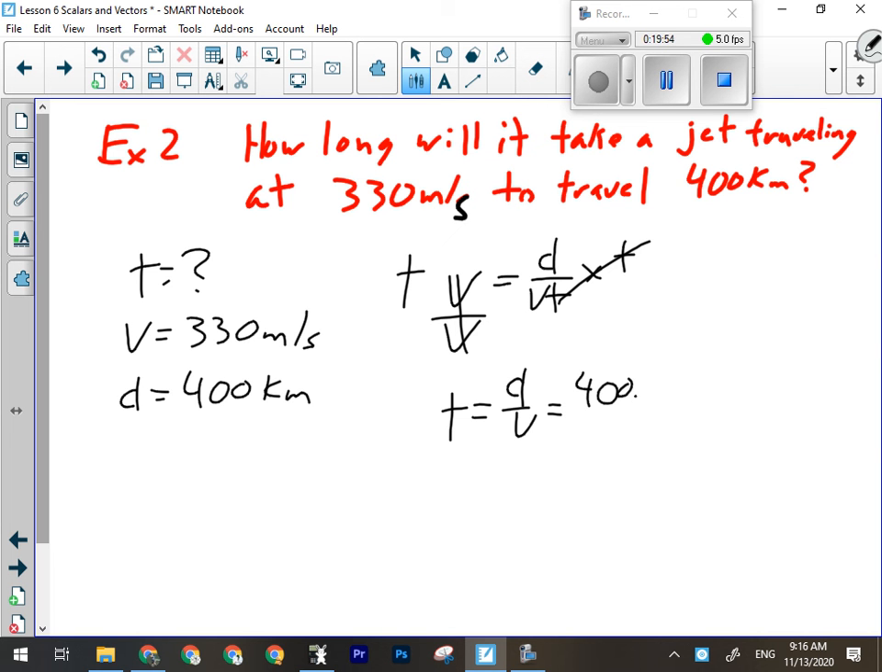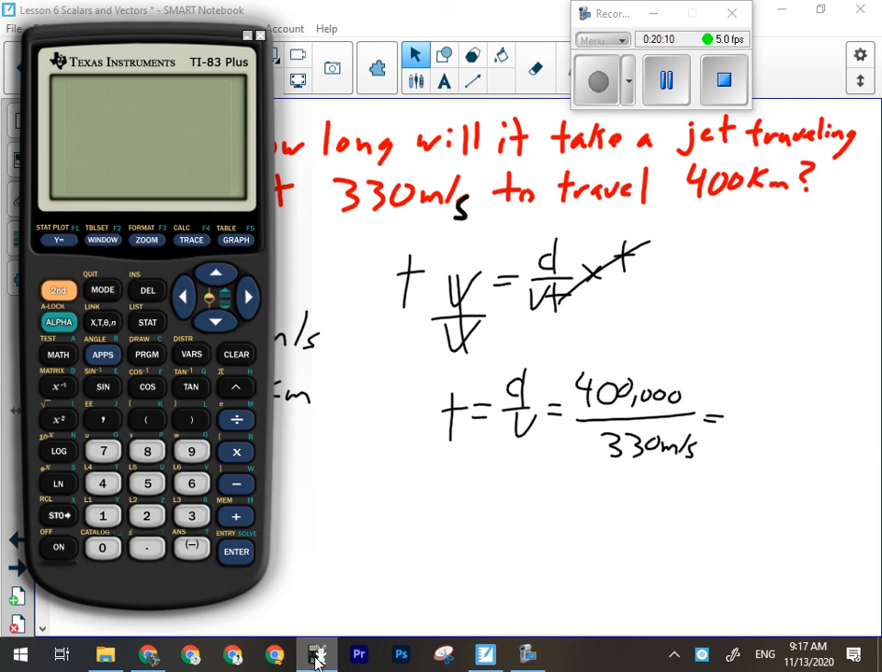So it's 400,000 meters, okay, divided by 330 meters per second, which incidentally is the speed of sound at 0 degrees Celsius. Okay, so this is a very fast plane. It's not a passenger aircraft. Okay. All right, 400,000 divided by 330. All right, so it's going to take 1,212.12 seconds, okay, in order for this to happen.